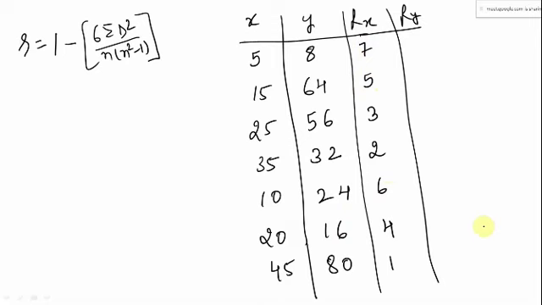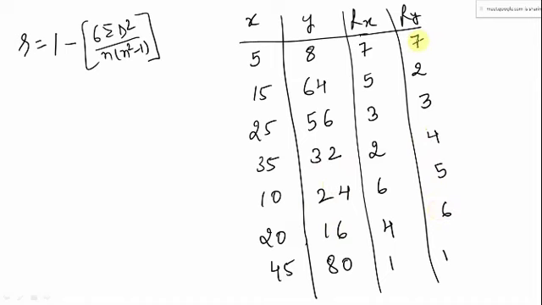Yes, sir. Okay. Then the same thing for y. The highest number in y is 80, so we'll give first rank to it. Then 64, second. Then 56, third. Then 32, fourth, then 24, fifth, then 16, sixth, and then 8, seventh.